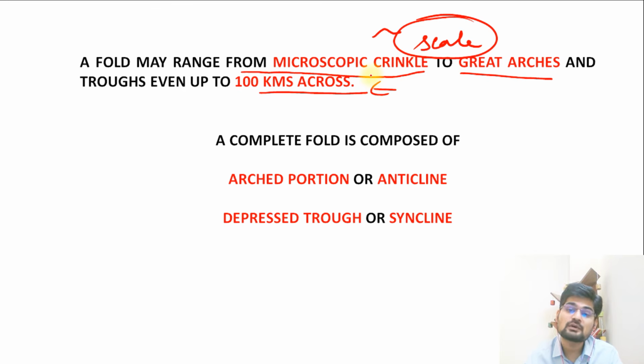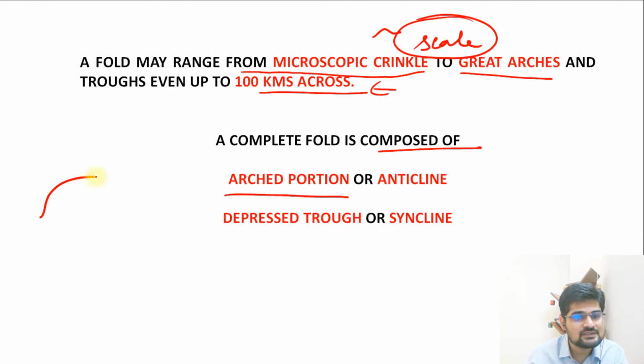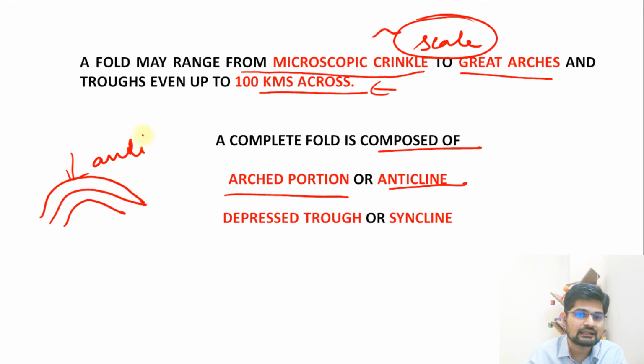So it can go for over 100 kilometers as well. So a complete fold is composed of an arched portion, this arch, as we saw in the previous diagram. This arch is called anticline. Remember, this is what is anticline, right?